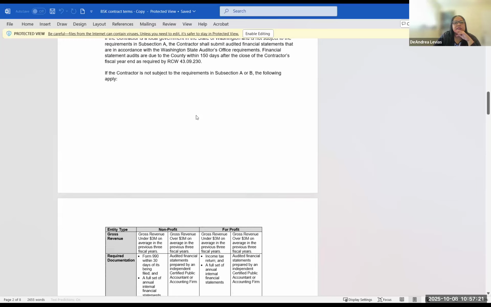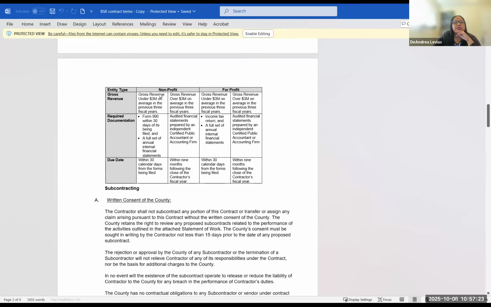But what this says is based on your gross revenue, so under $3 million, you're supposed to submit your 990 to the county within 3 days of it being filed, along with a full set of annual internal financial statements. If your gross revenue is over $3 million in the previous 3 years, then they're wanting audited financial statements.